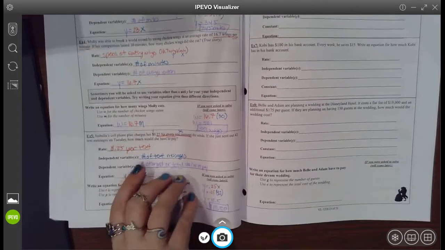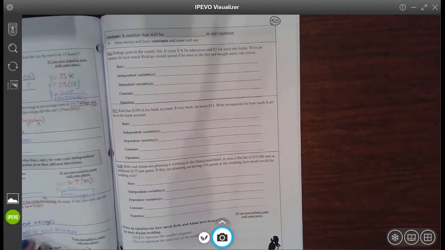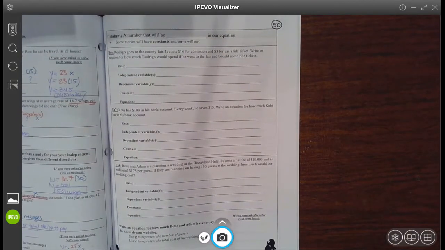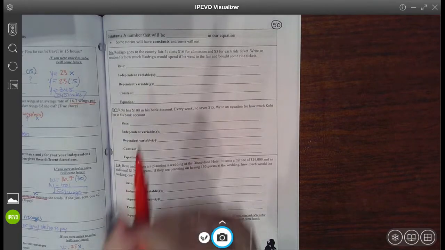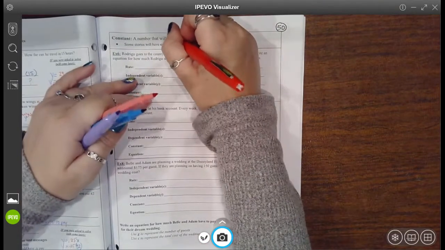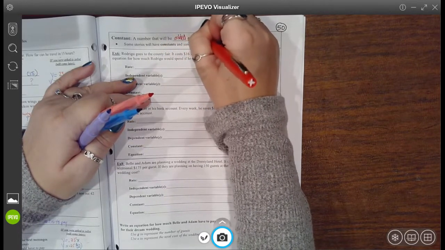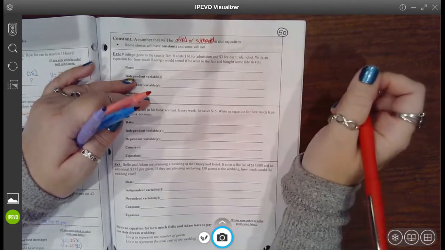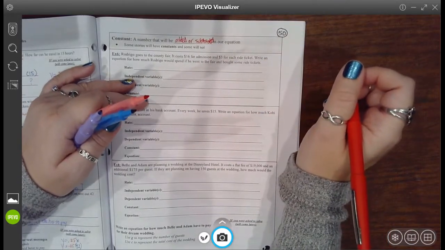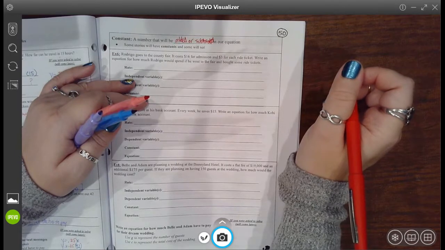Last page. If you haven't gotten any right yet, this is your page. I can feel it. Okay, the only thing is we're going to add in one more new concept. Sometimes they'll also include what's called a constant into the mix. Okay, a constant is a number that will be added or subtracted in our equation. Some stories will have constants and some will not.